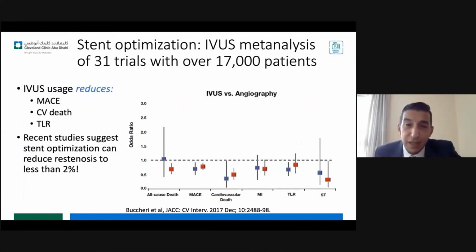Stent optimization, I think this is a worldwide issue where we have now 25 years of data, over 31 trials, over 17,000 patients enrolled in these trials.